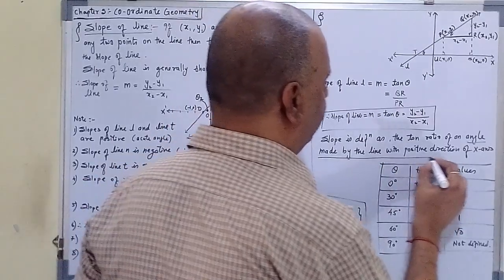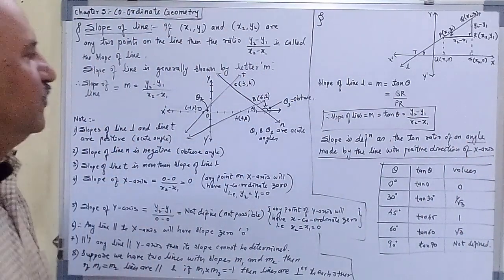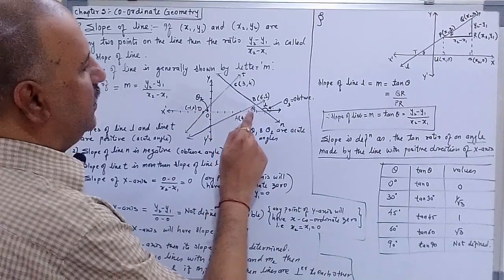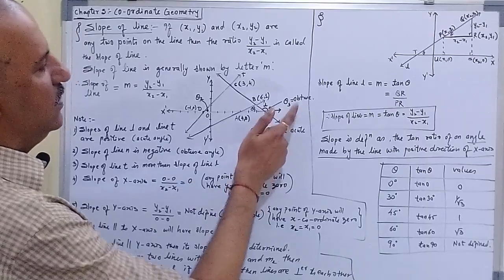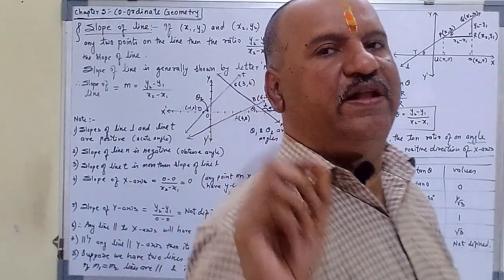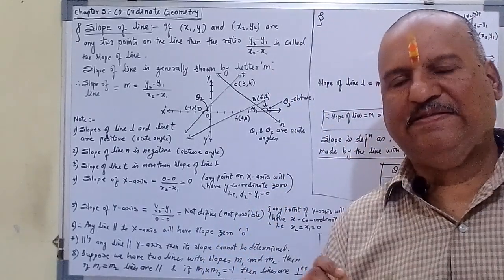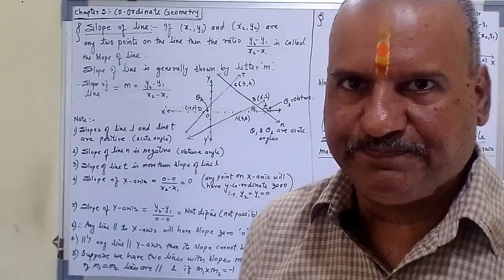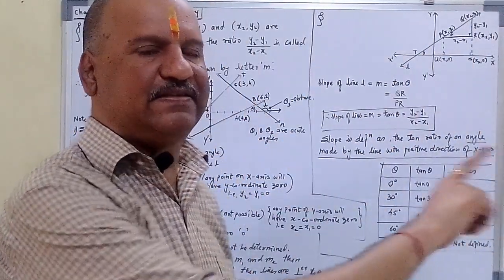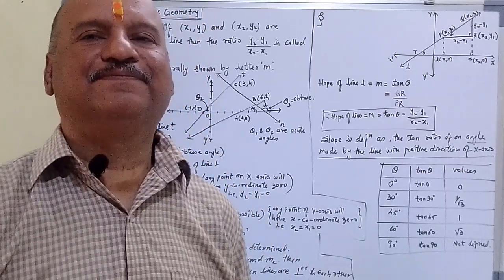Angle made by a line with the positive direction of x-axis. So this is the positive direction. Theta 2, theta 1, they are acute and theta 3 is obtuse. Whenever a line makes an acute angle with respect to the positive direction of x-axis, the slope will be positive.